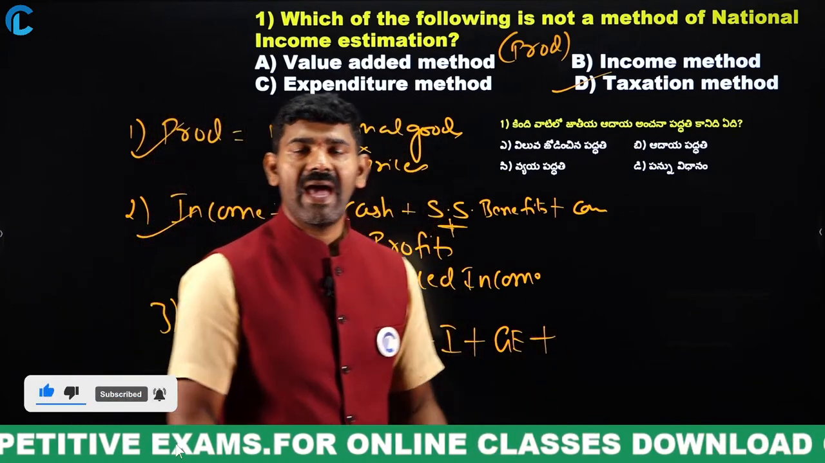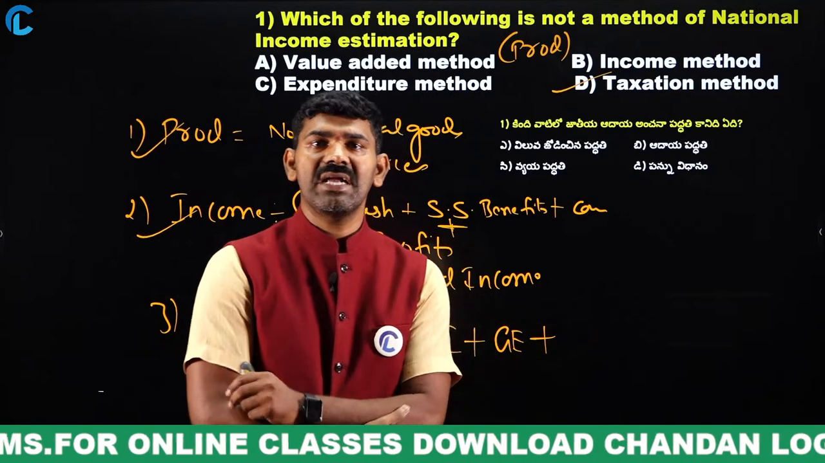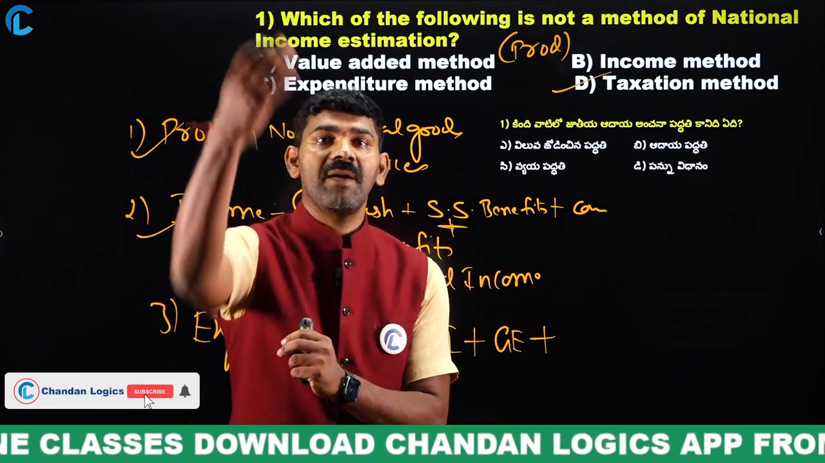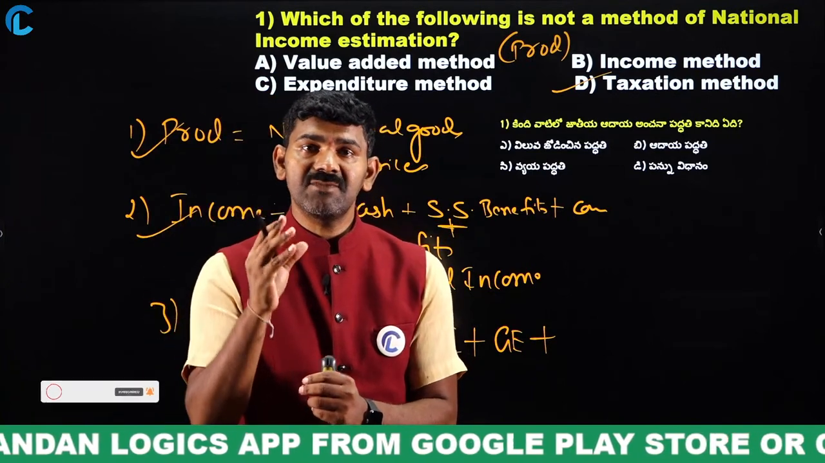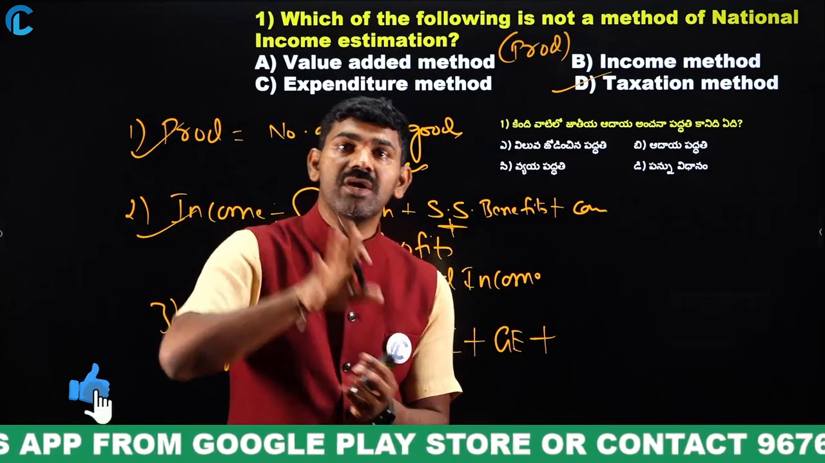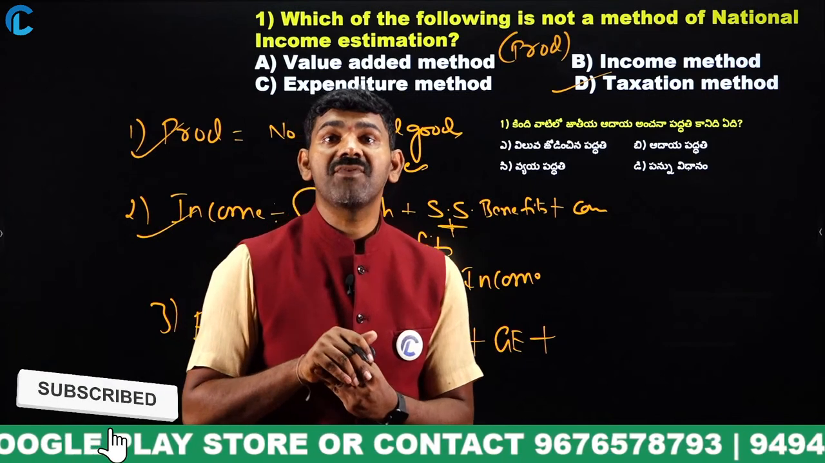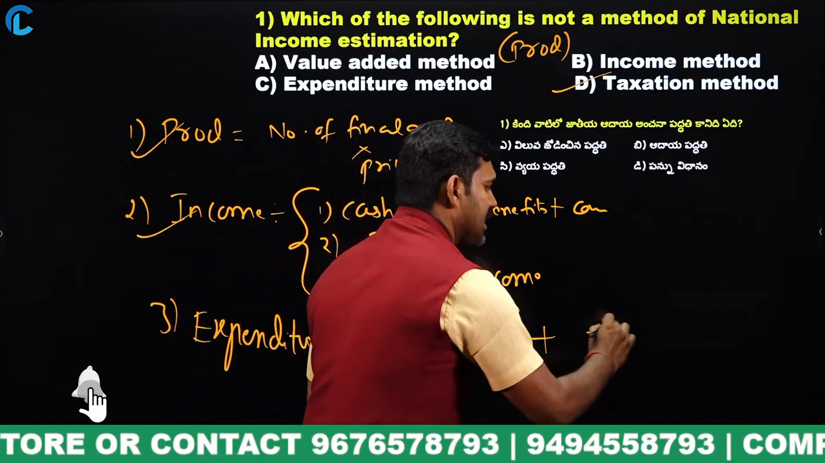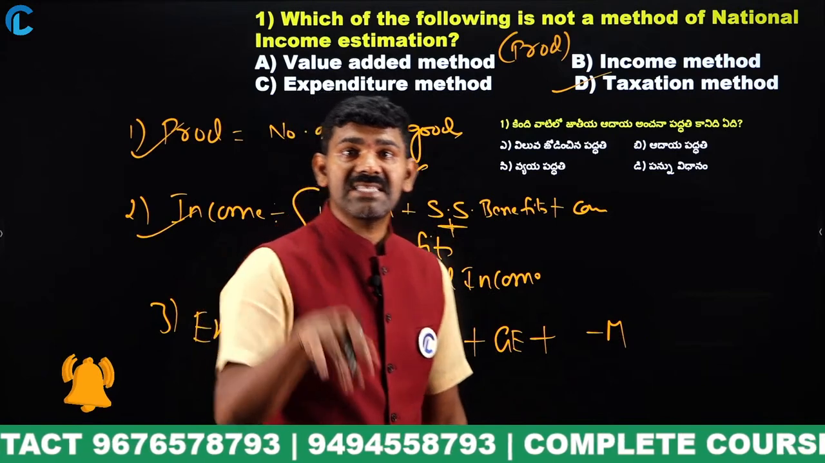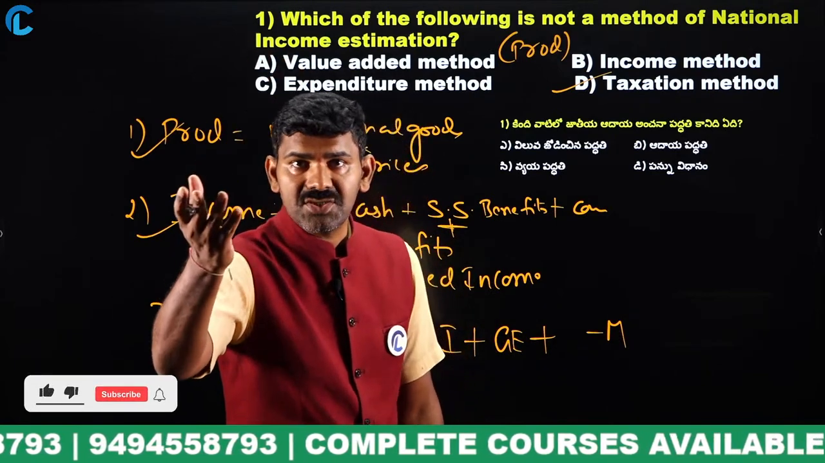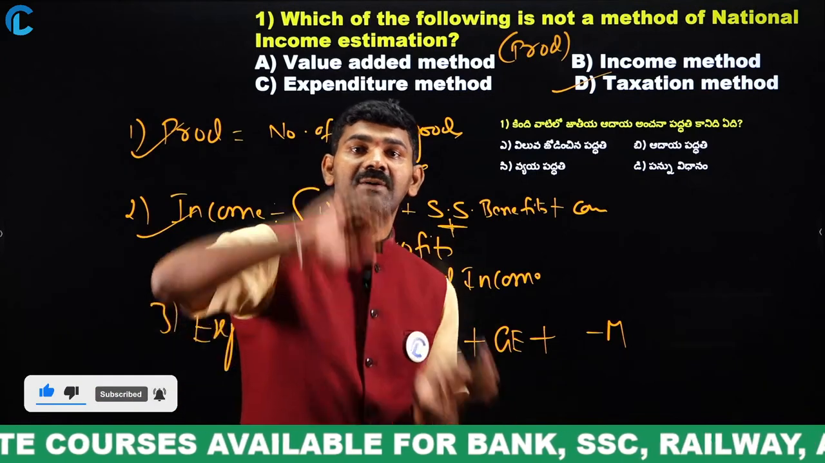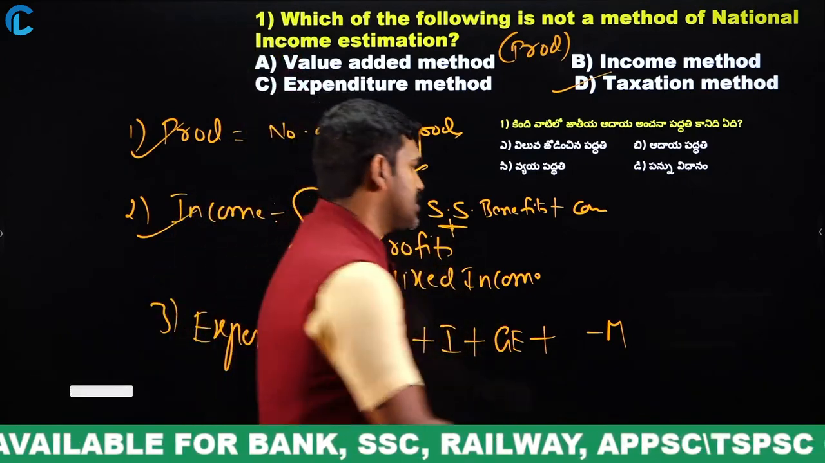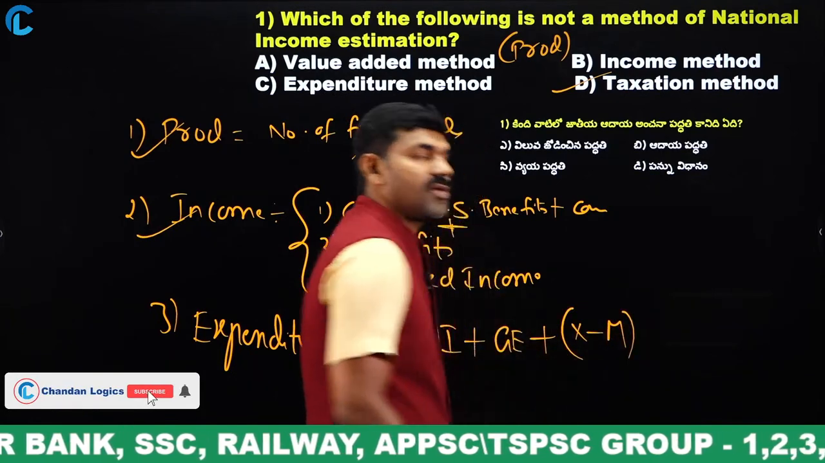The fourth part. I wanted to buy a Harley Davidson, but Harley Davidson is not available here. What am I doing? I am importing from other countries. When I import, the money from my pocket is not going into the country, it is going out of the country. Because of imports, I am writing it as minus M. Now, there are some people who are exporting goods to other countries also. For example, I am creating Royal Enfield and exporting it to other countries. That is called exports.